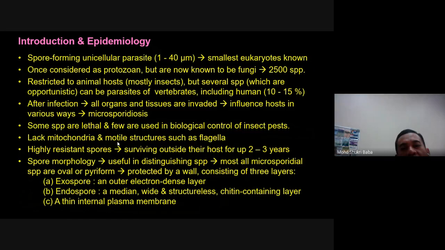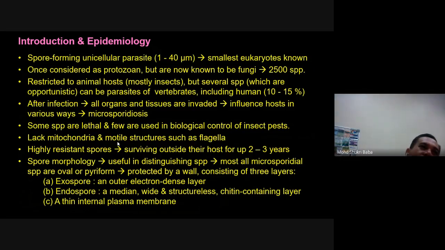Now, once it infects a human, semua organ akan, Microsporidia ni boleh serang organ and tissue. Okay, so bila melibatkan saluran, bila melibatkan paru-paru, dia akan affect the symptoms with regard to the respiratory system.